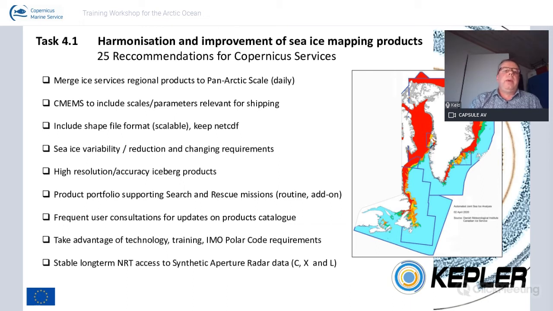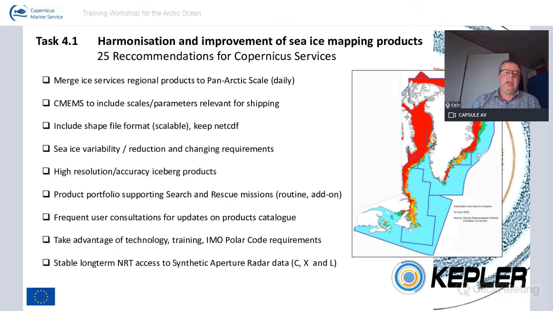We came up with a long list of recommendations. Actually, in the report, there are 25 recommendations. We need to work from a regional scale to a pan-Arctic scale on a daily basis. We need to work on other formats. We need to focus on the industry needs and requirements. In some areas, we need to focus very much on the variability, because requirements are simply changing. Basically, we need to work at higher resolution, but also on the accuracy of iceberg products.